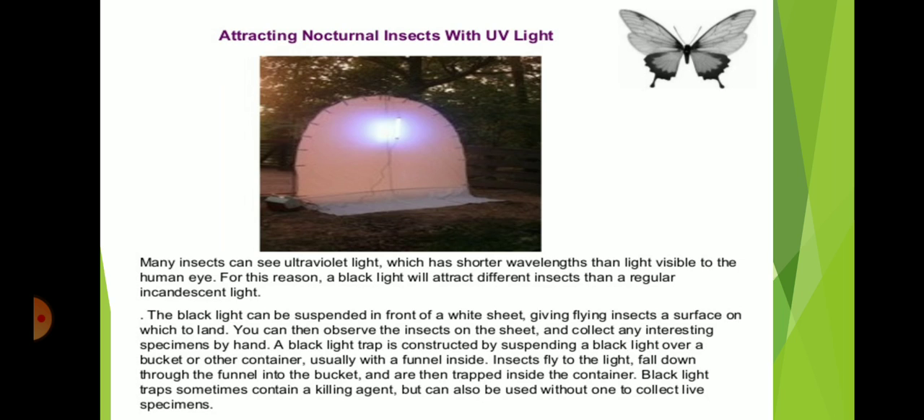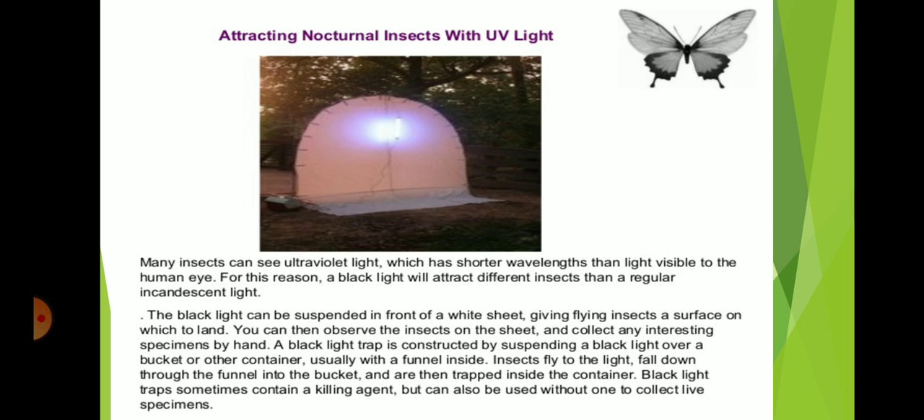Next is UV light. UV light is useful for attracting nocturnal insects, so for the collection of insects, UV light is useful. Many insects can see ultraviolet light, which has a shorter wavelength than the light visible to the human eye. We know that UV light is not visible to human eyes, but insects see this ultraviolet light, because humans see longer wavelength light, while UV light has a very short wavelength that human eyes cannot detect. But nocturnal insects see this ultraviolet light and are attracted towards it.